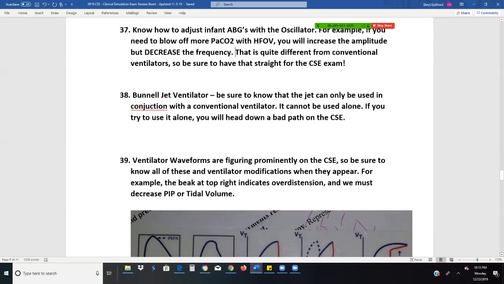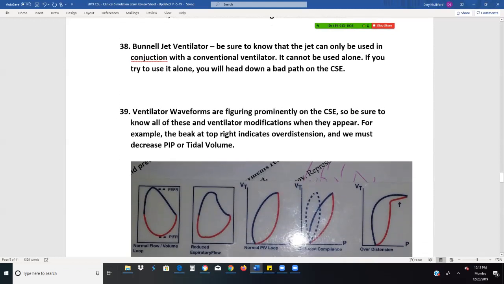With the Bunnell jet ventilator, be sure you know you only use it in conjunction with a conventional ventilator. It cannot be used alone. If you try to use it alone, you're going to head down a bad path.